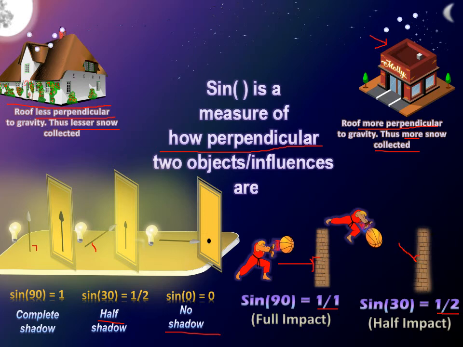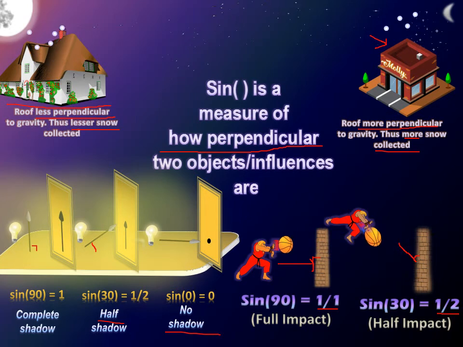Let's look at another example. This He-Man-like character is throwing the ball onto the wall. At 90 degrees, full force of the ball gets transferred onto the wall. This full force is denoted by a ratio 1/1. It's not 1 kilo or 1 kilonewton. It's a ratio 1/1, which means full upon full. Just as 1/2 denotes half of full. And this happens at sine 30. If the man throws the ball onto the wall at 30 degrees, the amount of force transferred onto the wall will be half of what it would be at 90 degrees.